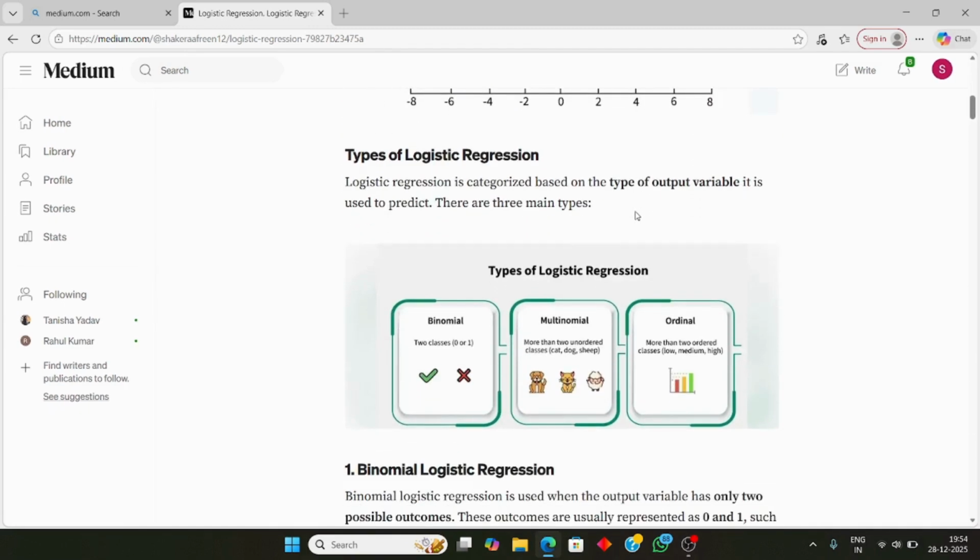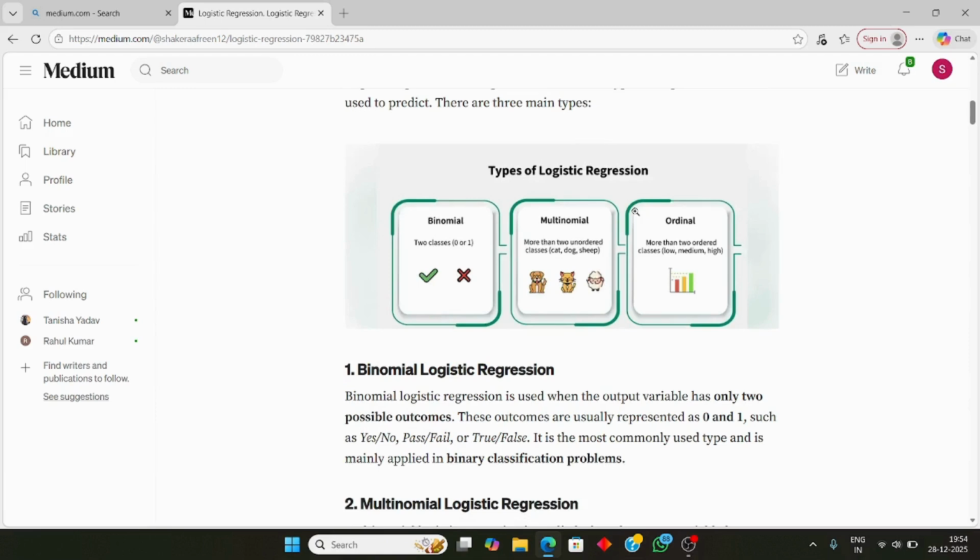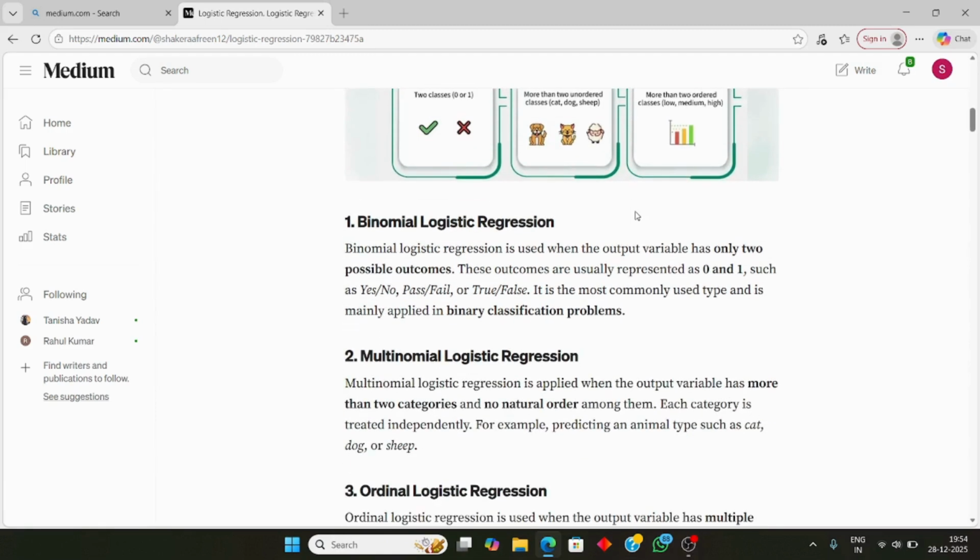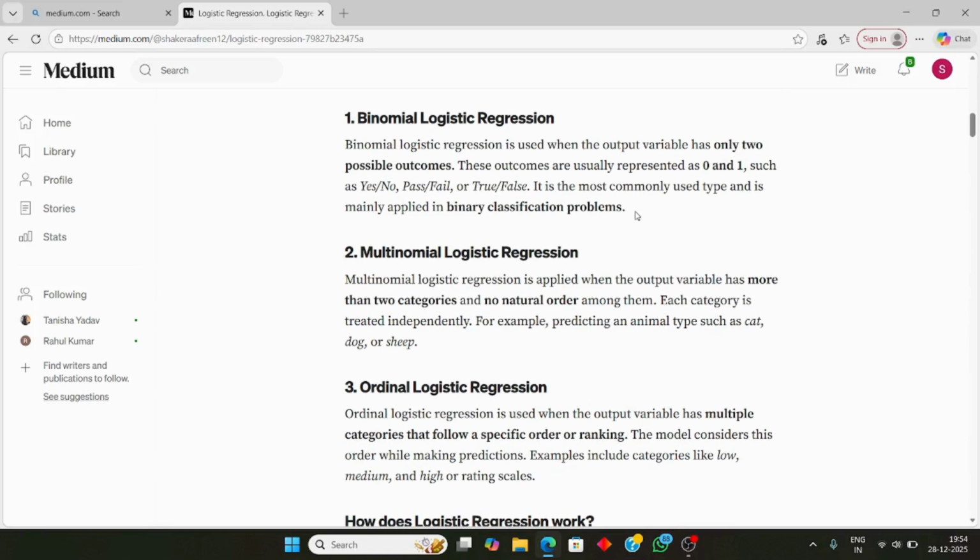So we have some types of logistic regression. What are the types of logistic regression? There are mainly three types. First is binomial regression, second is multinomial regression, and third is ordinal regression. Okay, so first, binomial logistic regression.